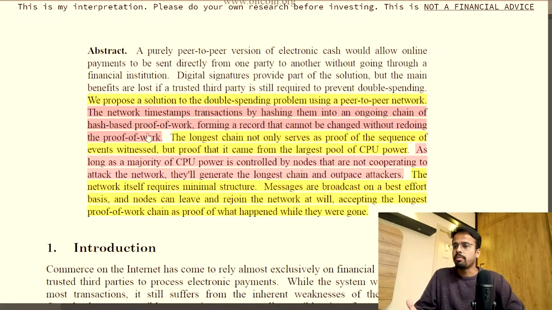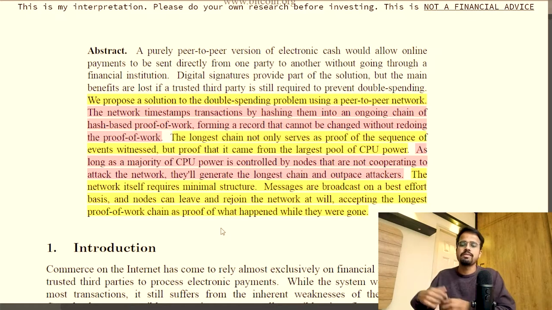Messages are broadcast on a best effort basis. Whoever puts in the best effort broadcasts his or her findings of a new block to the entire network, and nodes can leave and rejoin the network at will. So anyone who is running the validation network can join or leave, accepting the longest proof-of-work chain as proof of what happened while they were gone.